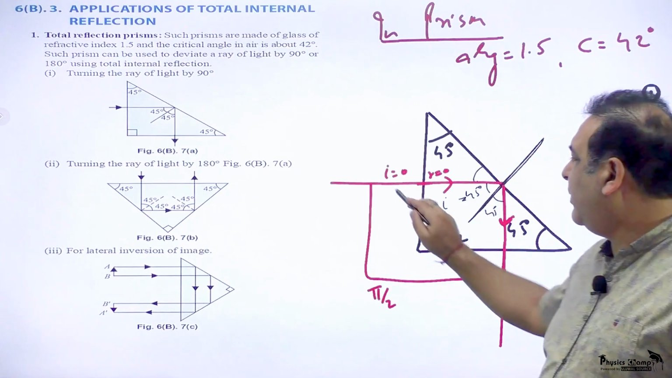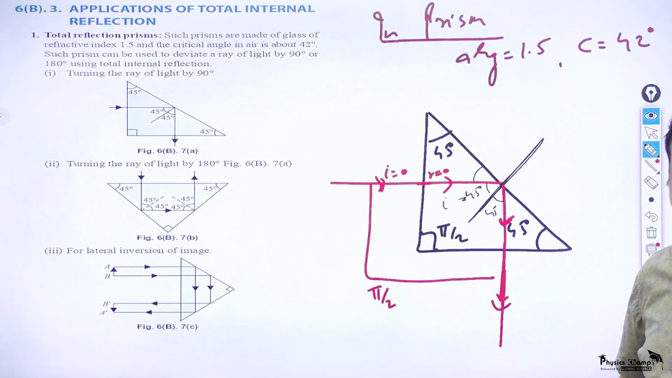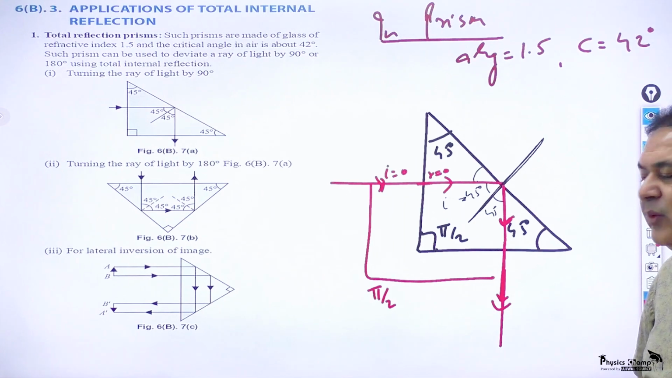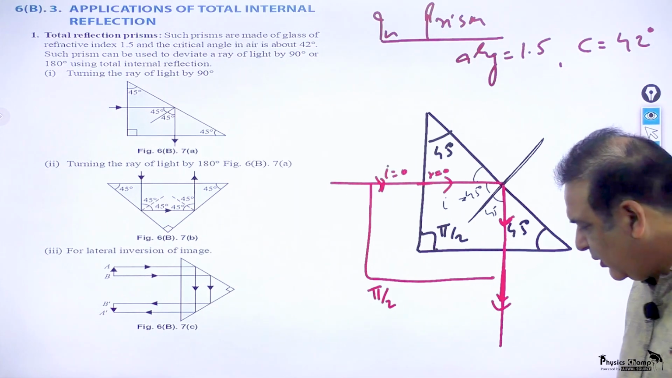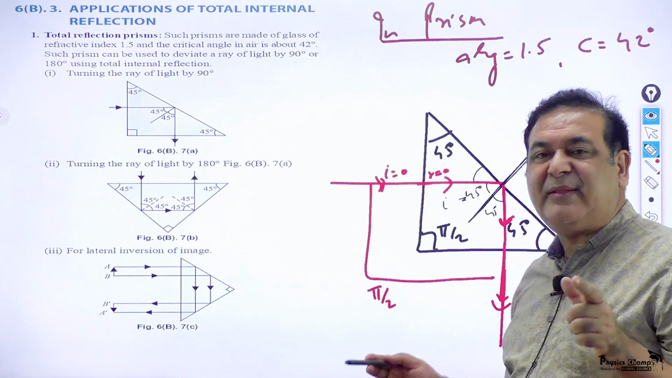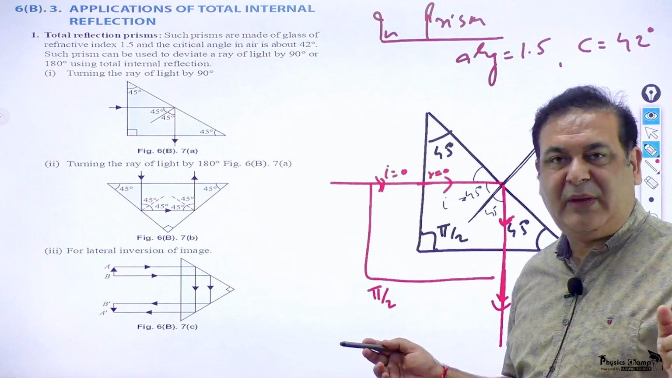So with the help of right angled prism in this arrangement, you can change the path of the light ray by 90 degree. Now this is of good use. This concept is of good use in making short length telescope, that we will talk how do we make it.